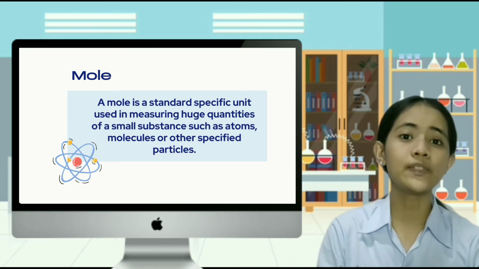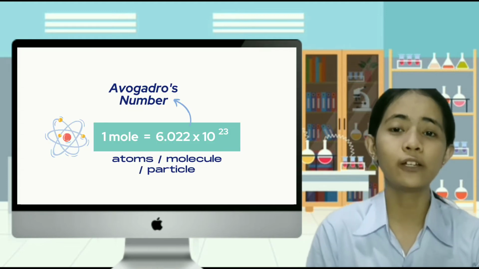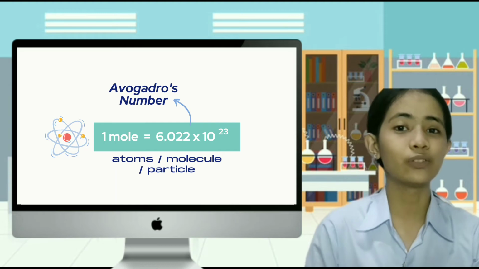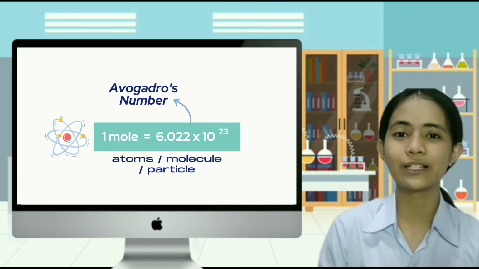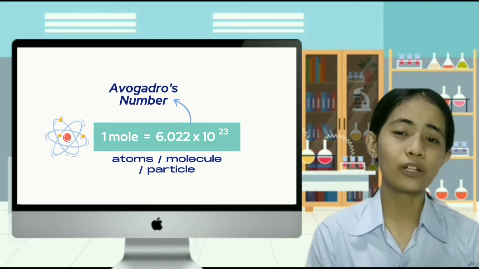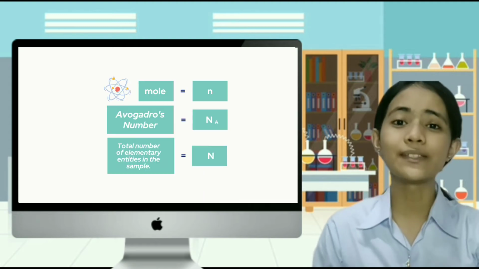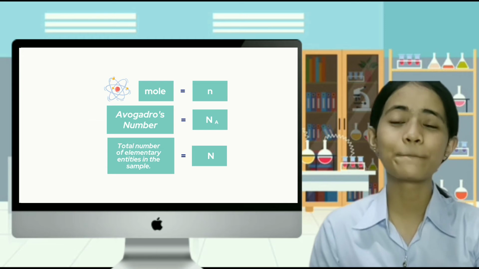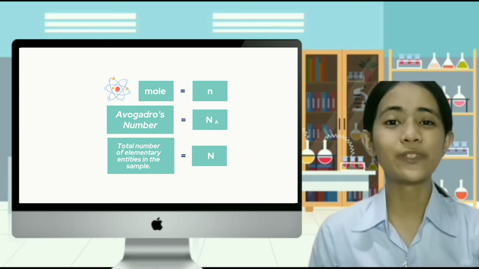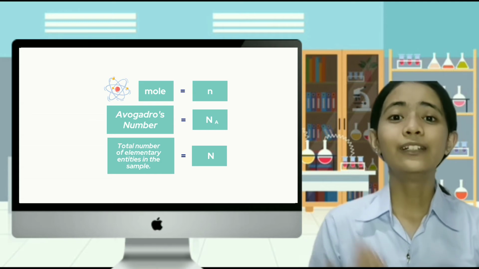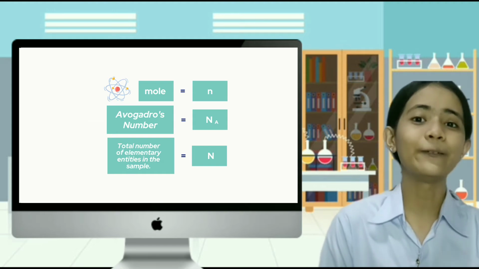Like how a pair is equal to 2 of something, 1 mole is equal to 6.022 times 10 raised to 23 atoms, molecules, or other specified particles. This large number is called the Avogadro's number. In computation, the number of moles is denoted by a small letter n. The Avogadro's number is denoted by a big letter N with a subscript A. Lastly, the number of elementary entities is denoted by a big letter N.